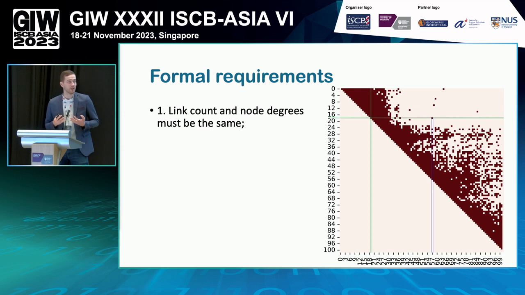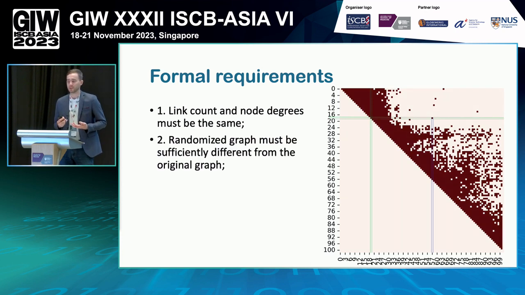So let me define now the requirements. This here is a standard way to represent Hi-C data. It's a Hi-C matrix where each cell represents one contact. For instance, this one means that there is an interaction between the 18th and the 57th segment. So our randomization needs to preserve the link count, the interaction count, and the node degrees, which is the most basic graph property.